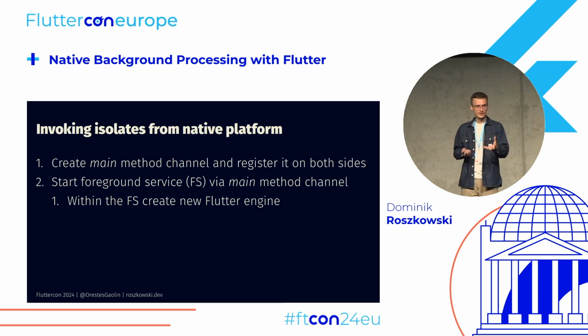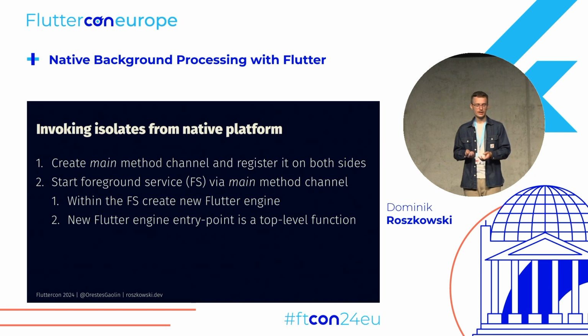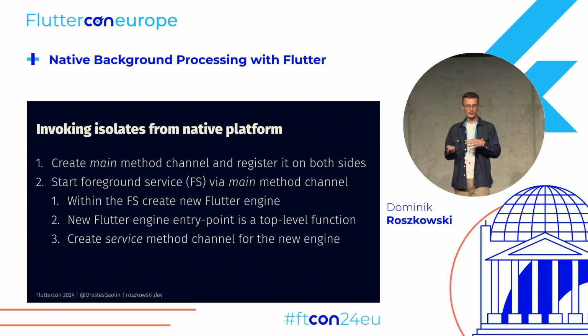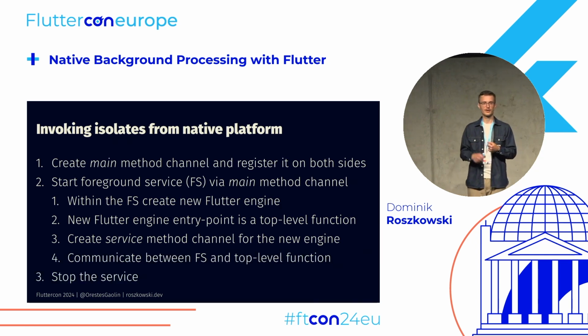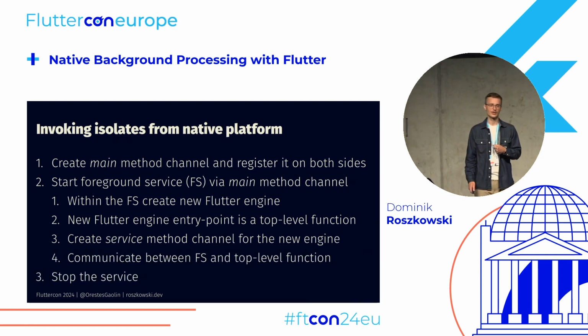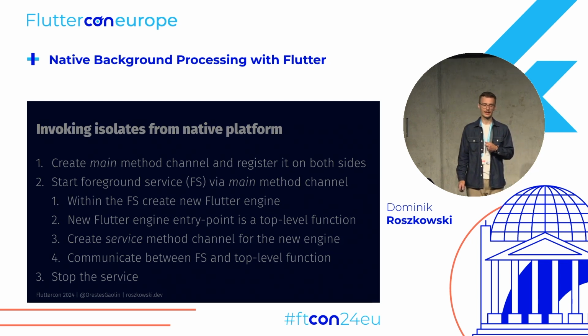Within this foreground service, you can just spin up a new Flutter engine. You provide an entry point. You tell the Flutter engine what kind of function it needs to call. And then once you have your foreground service running and your Flutter engine running, you can establish a second connection between your foreground service and your new Flutter engine. Once you have it, you can communicate back and forth. And once you're done, you can just dispose of all of that.